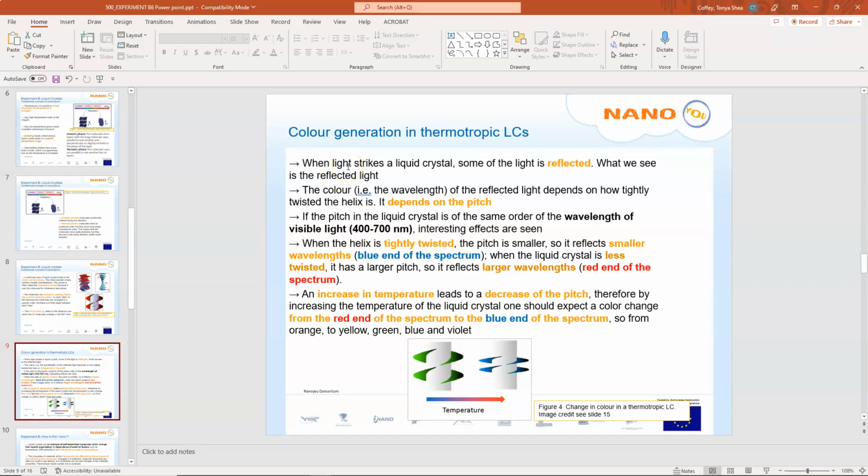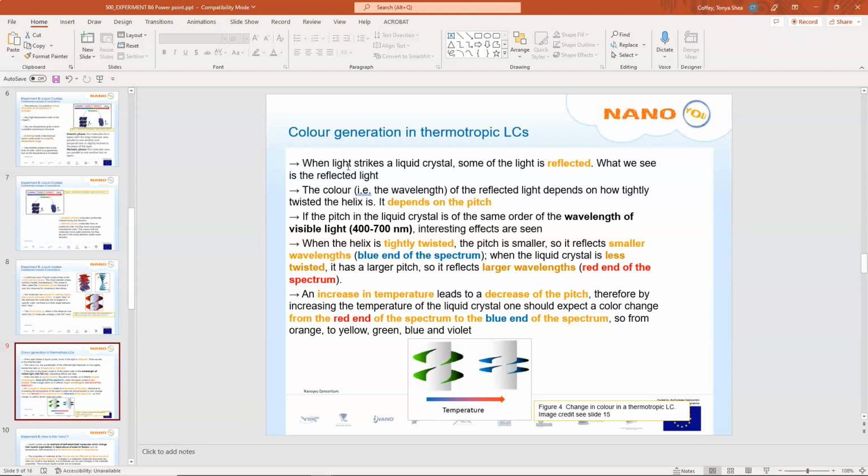When the helix is tightly twisted, its pitch is smaller, and so it reflects smaller wavelengths towards the blue end of the spectrum. And when the liquid crystal is less twisted, it has a larger pitch, and so it reflects those larger wavelengths towards the red end of the spectrum.